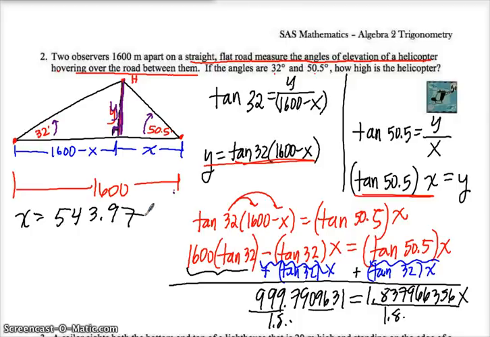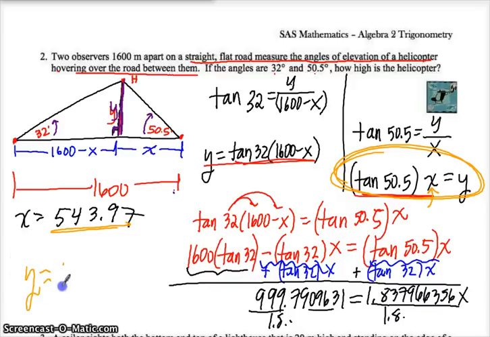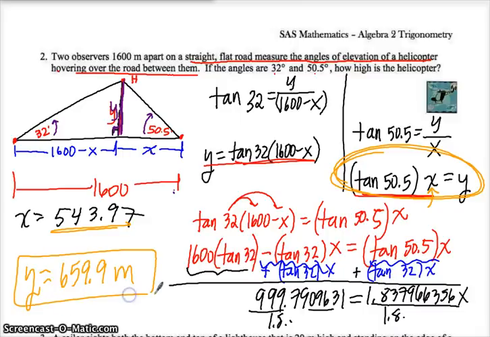So we have to go back and substitute it in. And this is by far the easiest one to substitute in. I'm just going to put my x here. Y equals tan of 50.5 times that answer. So take this answer in your calculator, multiply it by tan of 50.5. And so, not x, y, the height that the helicopter is above the ground is about 659.9 meters. And there you have it. Go back, double check. Yes, it is meters. So it's about 659.9.